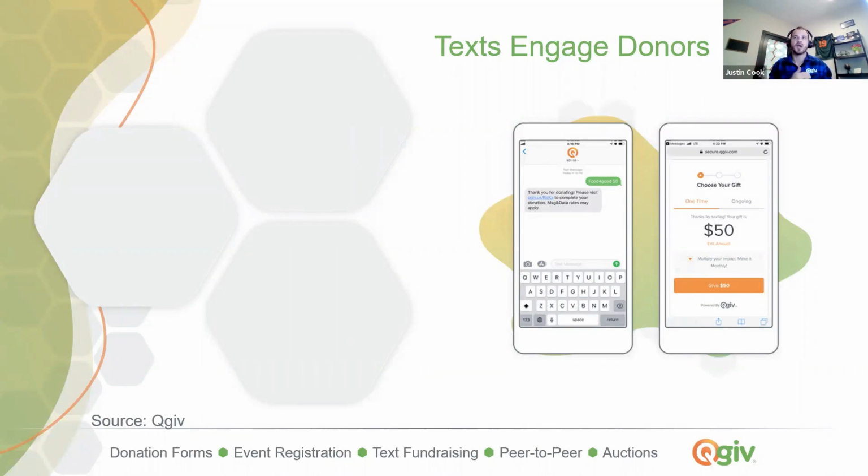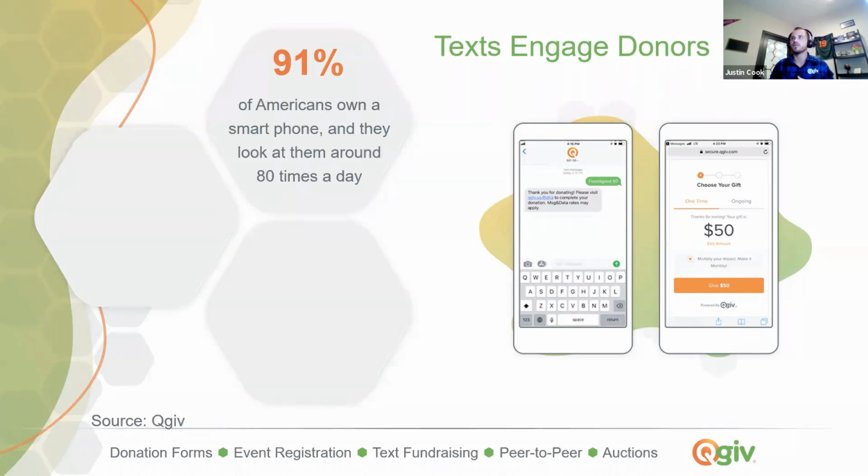Texts are such a powerful communication tool. There are many interesting statistics about why text message communications are so effective. So the first one is 91% of Americans own a smartphone, and they look at them around 80 times a day. This means that you'll reach a very wide audience when you're using text giving. And considering that they're looking at their phones 80 times a day, they're going to see your message. 98% of text messages are read within the first 5 minutes. So you are almost guaranteed here that donors will see your message and that they will most likely click through to donate to your organization.